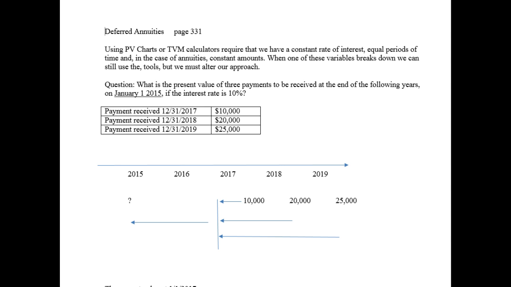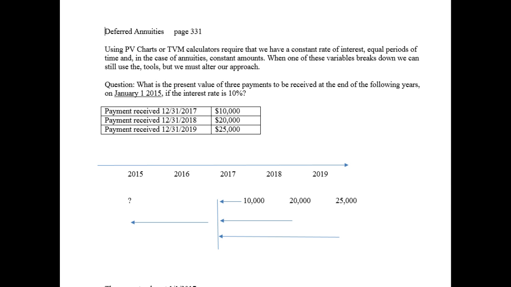So using present value charts and time value of money calculators are great, except that they require we have a constant rate of interest, equal periods of time, and in the case of annuities, constant dollar amounts. And occasionally one of those variables breaks down. So we need to learn how to use those tools, but to alter our approach in using them. I'm going to do an example with you, but want you to know that there are so many different examples you could make that you just need to learn how to think about what it is you're trying to do. I recommend time charts.